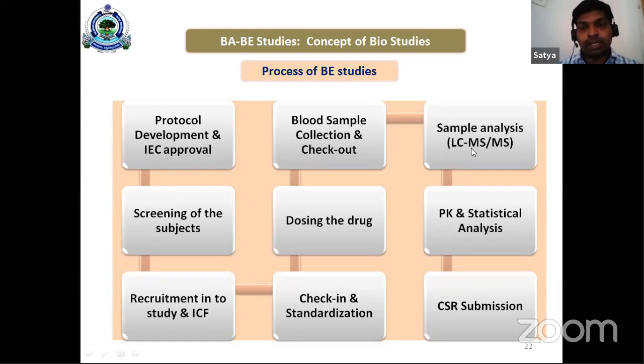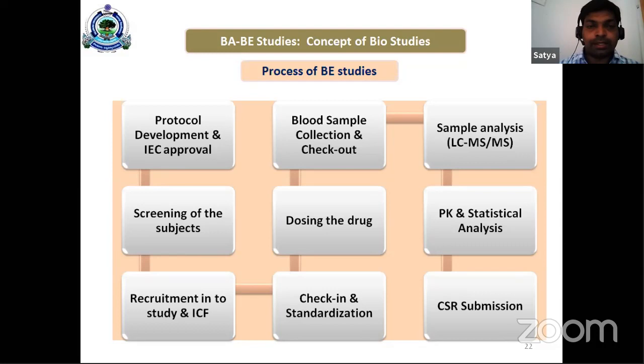Then the data will be shared with the PK and statistical team, and they will analyze the Cmax and AUC, mainly whether it fits into the BE criteria or not. If it is meeting, then go for the report submission. The report will be reviewed, prepared, and submitted to the agency. So from protocol development to CSR, the activities take place in coordination with the CRO and sponsor. The ultimate responsibility lies with the sponsor to submit the CSR to the agency, because they are the point of contact. If any deficiencies come, they will address them in coordination with the CRO and scientifically address them.